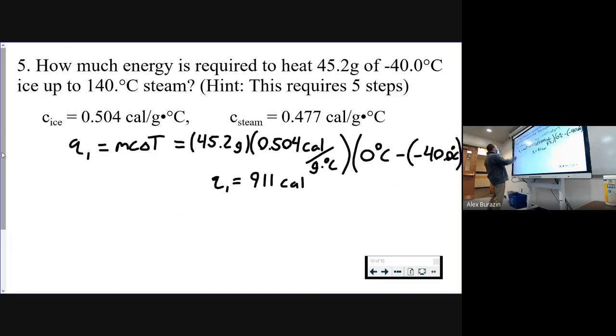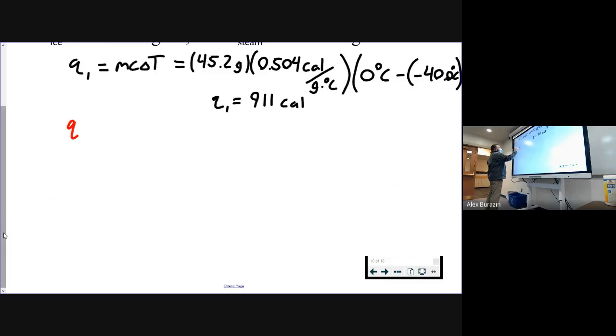Q2 is for the phase change. What equation do we use during a phase change? M delta H. Okay, now delta H of what? Fusion. Careful, yeah, those are fancy words, but fusion is the freezing melting one. Vaporization is the boiling condensing one. So we're going to use delta H of fusion. I'll go delta H FUS.